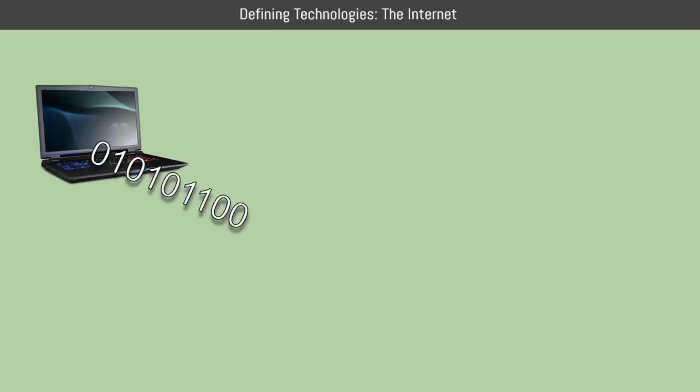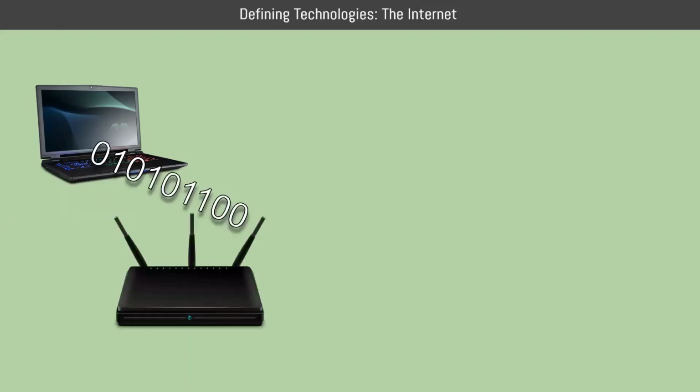The router is responsible for receiving electrical signals from your devices, which are sent in binary format. All signals are sent using Transmission Control Protocol, or TCP for short, along with Internet Protocol, or IP for short.